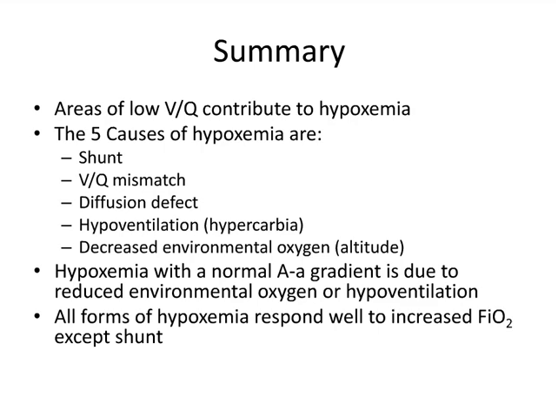The 5 causes of hypoxemia are shunt, VQ mismatch, diffusion defect, hypoventilation, and decreased environmental oxygen, as could occur with being at altitude. Hypoxemia with a normal AA gradient is due to reduced environmental oxygen or hypoventilation. And lastly, all forms of hypoxemia respond well to increased FiO2 except for shunt.